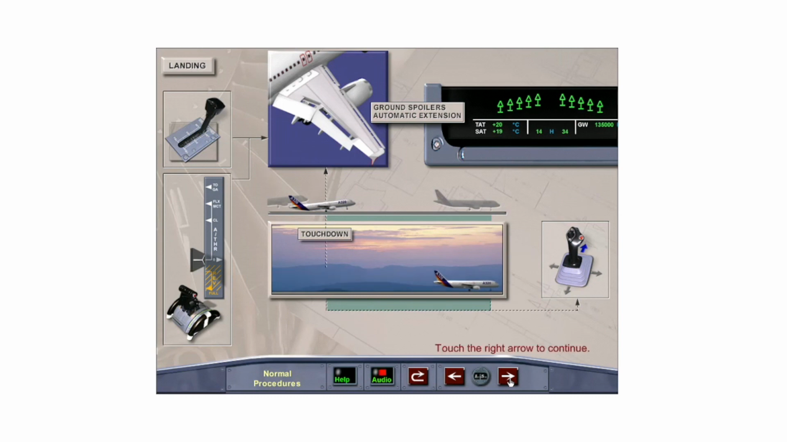At touchdown, gently lower the nose. The ground spoilers will extend, if armed, when the aircraft touches down and the thrust levers are reduced to idle. The PNF confirms ground spoiler deployment on the ECAM wheel page, which was automatically displayed upon gear extension.